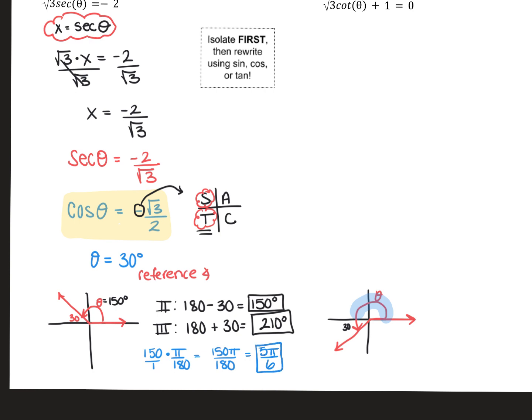Now we're going to do the same thing for the 210. So we've got 210 times pi over 180. Again, put this over 1. 210 pi over 180, tops with tops, bottoms with bottoms. And they're both divisible by 3, or 30. So 7 pi over 6 would be that final answer.